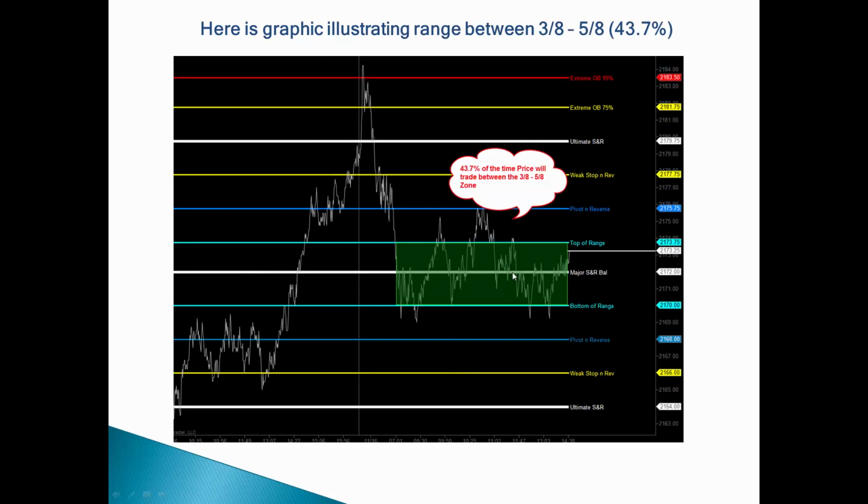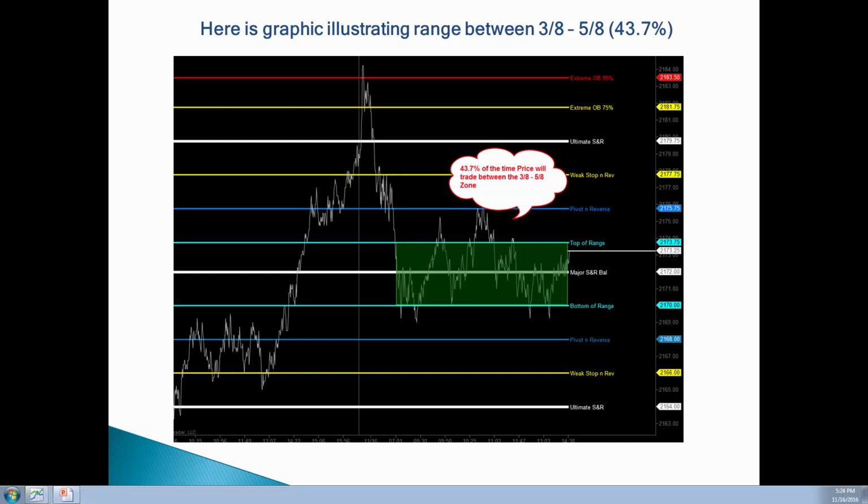Remember how we talked about the 3.858 zone, 43% of the time hangs out there. Well, this is a real life example today in the S&P. Throughout the day, top and bottom of the range, 43% of the time the price will trade between the 3.858 or the balance zone. But notice what did happen before: the market finds extremes.